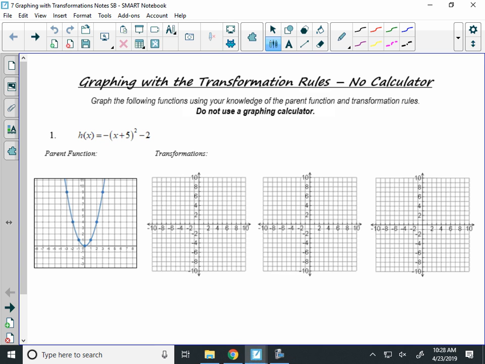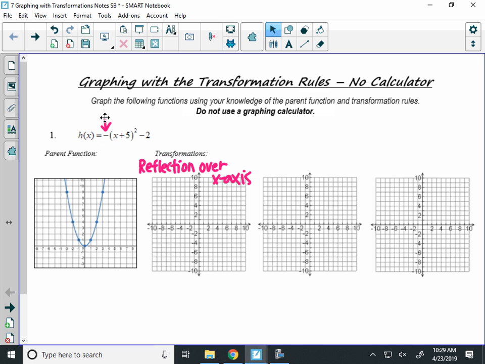All right, so here, stating the rules. I always start with the negative. I start on the left. That negative in front of the whole equation is a reflection over the x-axis. So we're going to do one thing at a time. We're going to write each transformation over each graph, and then we'll graph them.